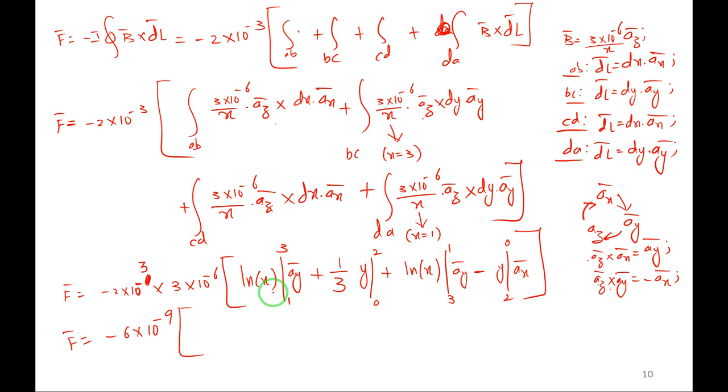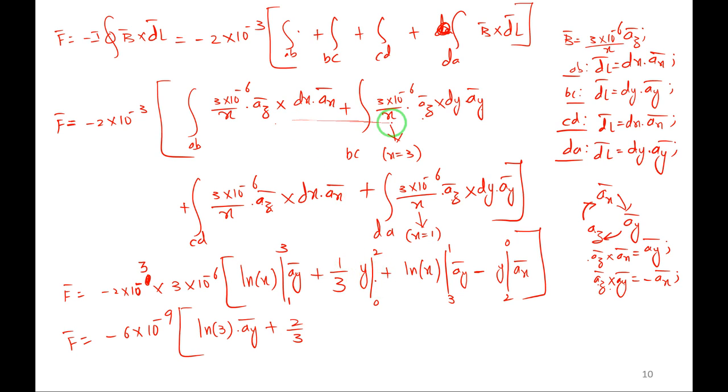Whether they will get cancelled, you check it. This one, the limits are exactly, let me substitute upper limit minus lower limit. ln 3 minus ln 1, that is upper limit minus lower. ln 1 is 0, so I will not write it. So ln 3 into ay I will get. The next, upper limit minus lower limit, 2 minus 0 is 2. 2 by 3 I will get. But I have not written the unit vector here.